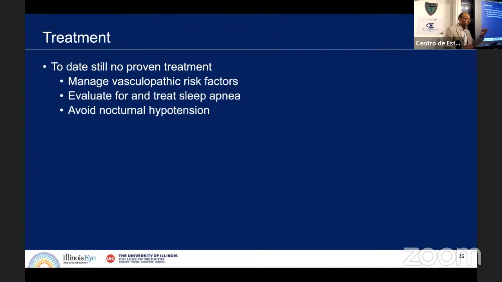evaluate for sleep apnea, right? Those are modifiable risk factors. Avoid nocturnal hypotension. I used to tell patients, don't take your blood pressure medicines at night. We now in the neuro-ophthalmology community are leaning a little bit away from that. You need to treat your blood pressure the way your doctor says. I think it's more important to treat these top two.